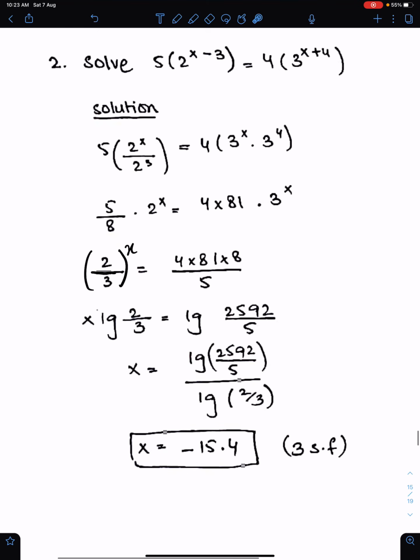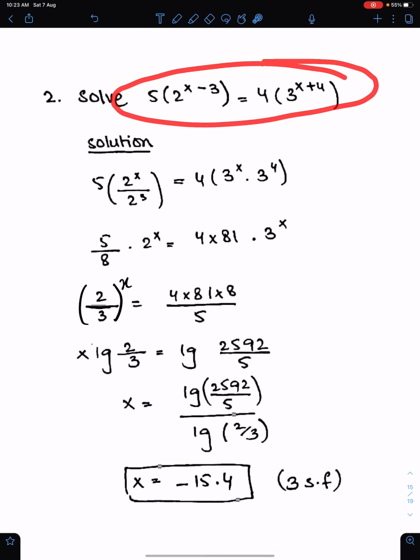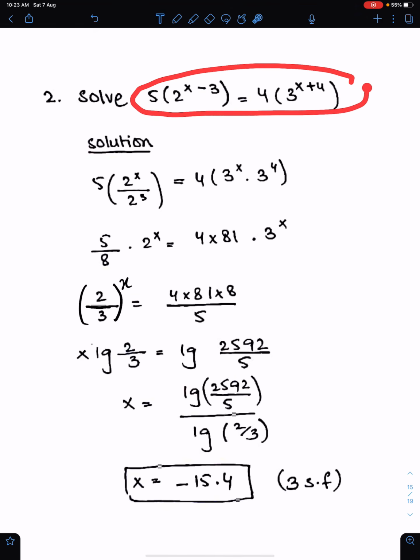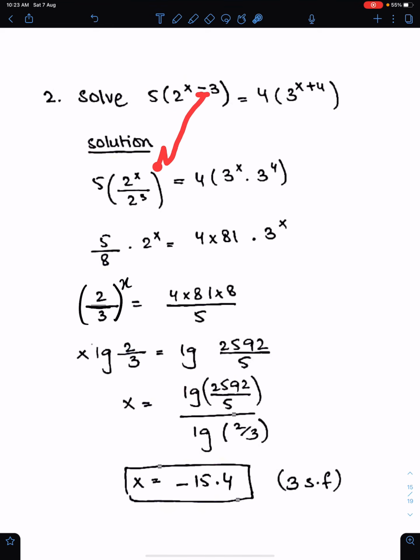Example 2. We have to solve this equation. Since the terms are neither adding nor subtracting, we will use the rules of indices to get the standard index form. Number 1, get the simplified form of this, 2 power x minus 3, like this, and the simplified form of this as well. Now bring this 3 power x on, first get the simplified form.